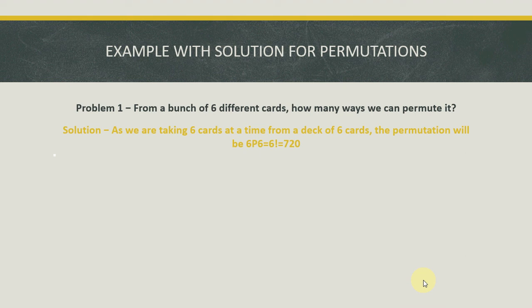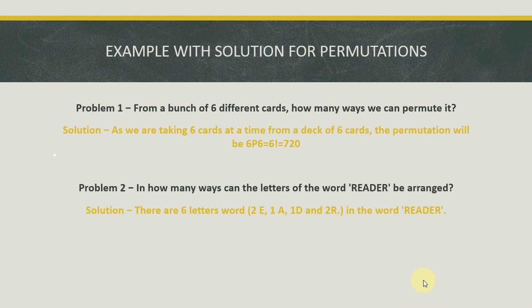If we look at the permutation section, from problem 1, there is a bunch of 6 different cards. How many ways can we permute them? As we know, permutation is just like giving that variable as value, and of course that variable's power will be the same value. As we are taking 6 cards at a time from a deck of 6 cards, the permutation will be 6P6 equals 720.